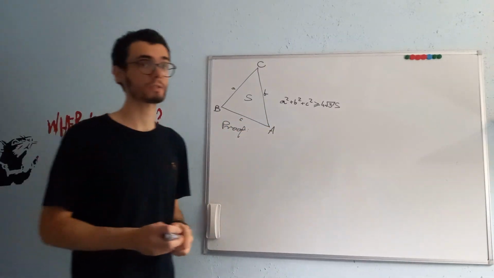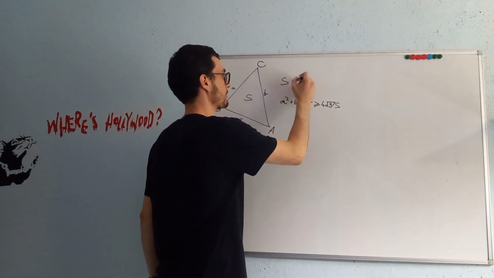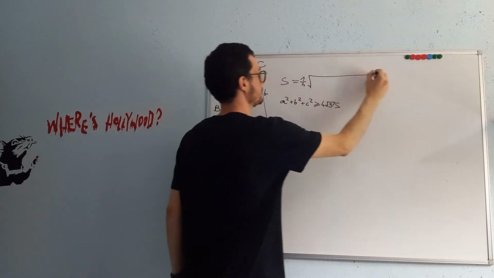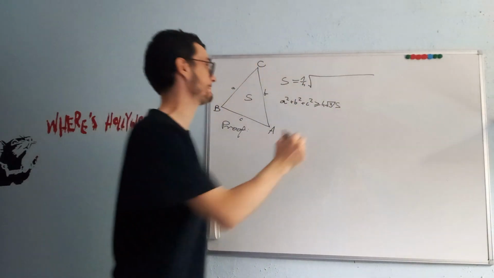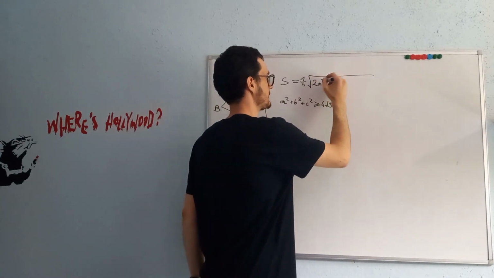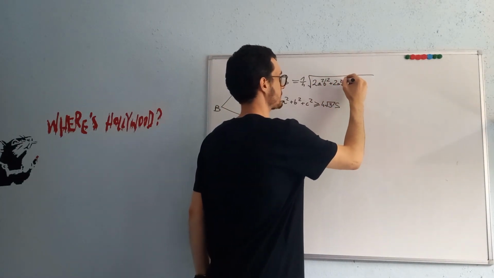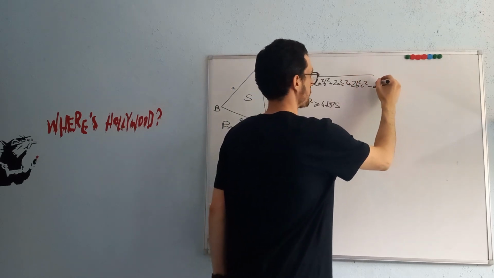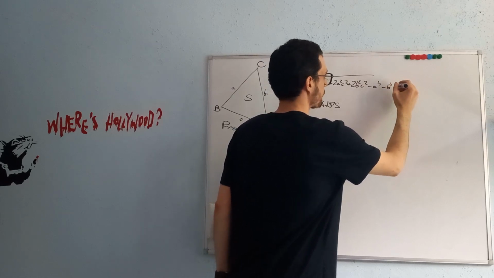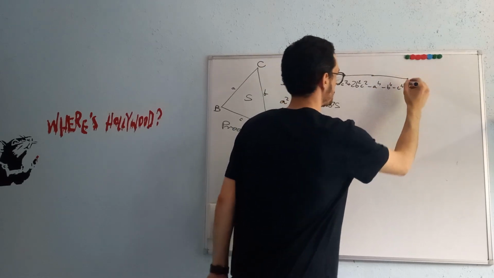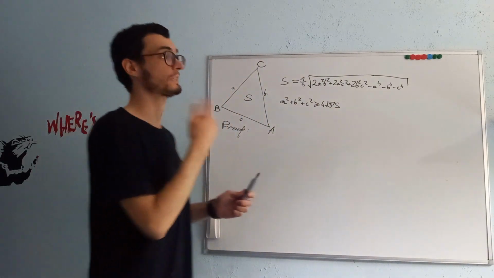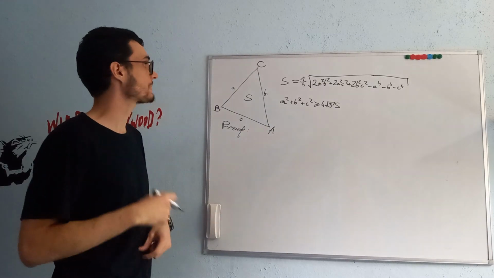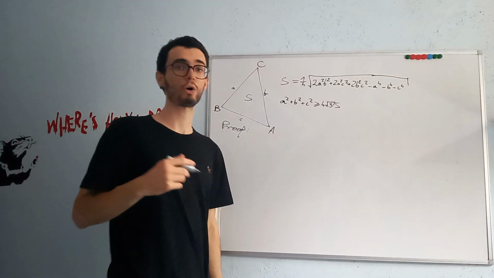We know from Heron's formula that the area of the triangle is 1/4 times the square root of 2a squared b squared plus 2a squared c squared plus 2b squared c squared minus a to the power of 4 minus b to the power of 4 minus c to the power of 4. We'll be using this later. Since we are dealing with a triangle, we need to assume that these inequalities hold.